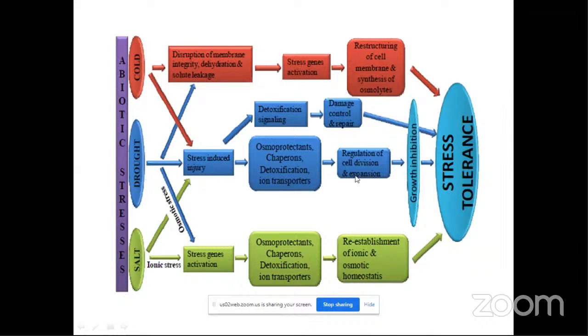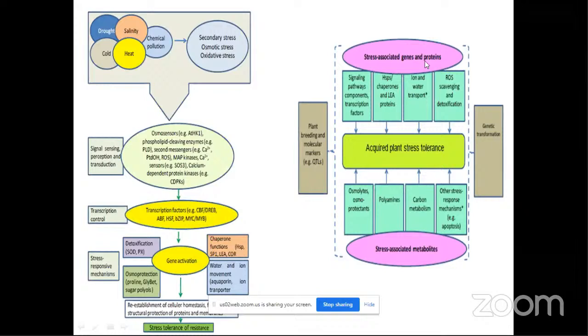And so this crosstalk is very much important. What governs the stress tolerance is actually different signaling cascades. You have a series of stress-associated genes and proteins, which lead to acquired plant stress tolerance. In pathogen infection, we call it systemic acquired resistance. Here we just designate it as acquired stress tolerance. Then it ultimately leads to the induction of different stress-related metabolites, antioxidants, and transporter proteins.